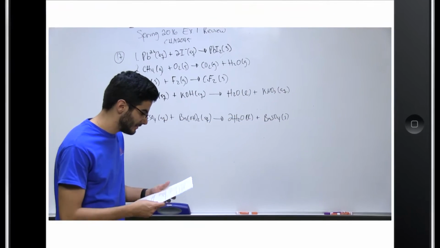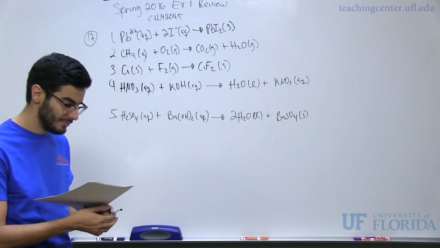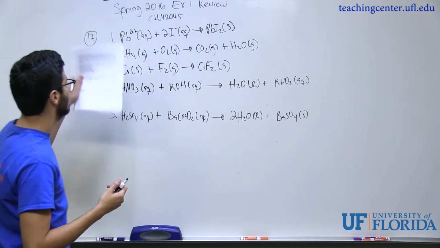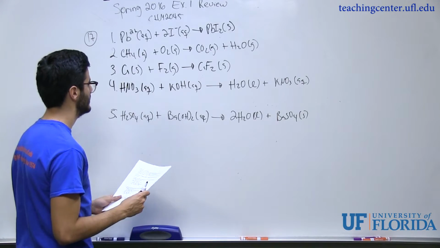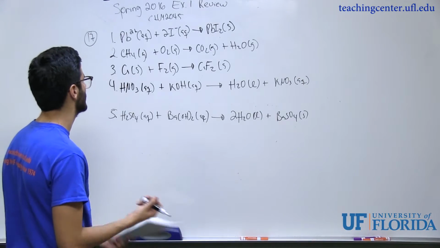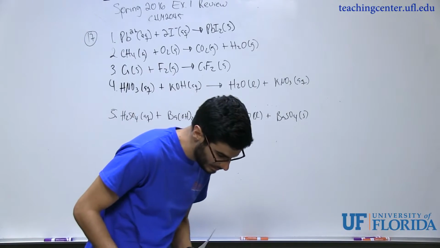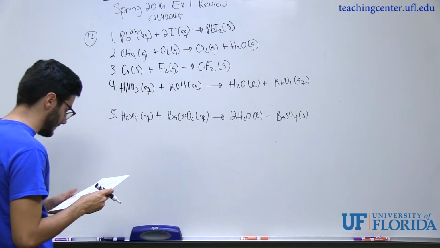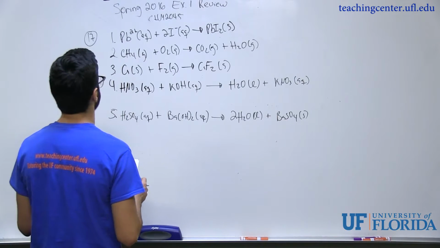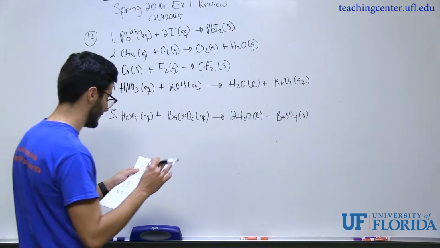Alright guys, moving on to number 17. Number 17 is saying select the false statement below. I've gone ahead and written out all the equations, so we're going to go through them and see what's the problem with these. First things first, we're looking for a false statement, right?